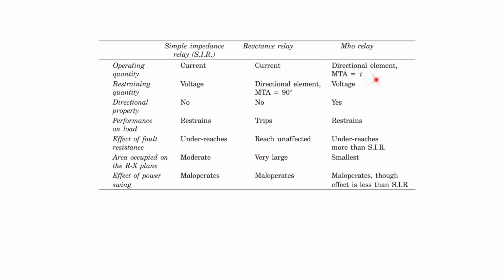Now the Moore relay: the operating quantity is the directional element, and the restraining quantity is voltage. Directional property, yes. Performance on load, it will restrain. On fault resistance, it underreaches more than the simple impedance relay. Area occupied is the smallest in this case, and on power swing it will maloperate, though the effect is less than the simple impedance relay. So this is all about the comparison.